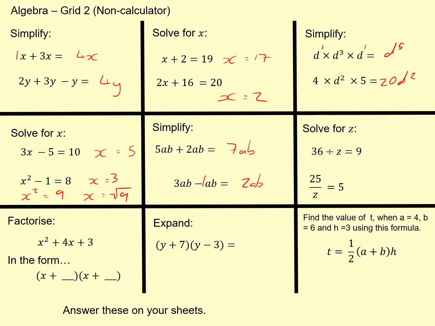36 divided by z, a number, equals 9, so I think 9 times something must be 36, and it's 4. 9 times 4 equals 36, so z equals 4. Another one, we've got 25 divided by something equals 5, or working backwards, 5 times what gets you 25? 5. Z equals 5.